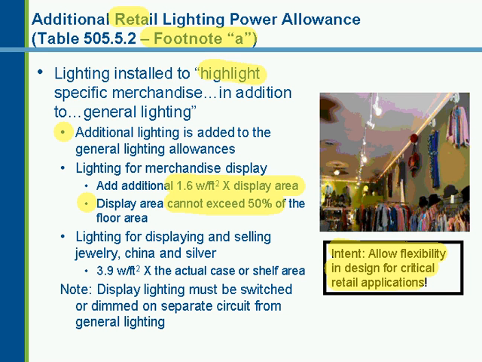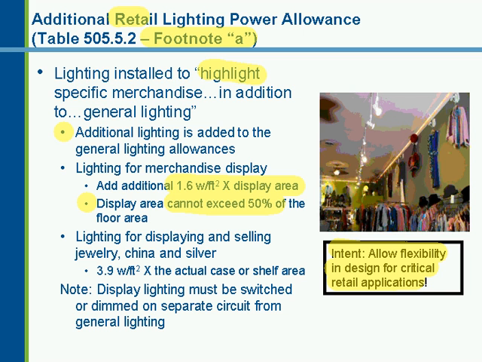Similarly, if you had a shelf or a tabletop that had some merchandise on it and there was some specific fixture aimed at that surface, that would then allow you this additional wattage. If you have overhead lighting that is just shining down on a tabletop surface, that would not get this additional allowance. It has to be highlighted merchandise and it has to be specific fixtures aimed at that merchandise.